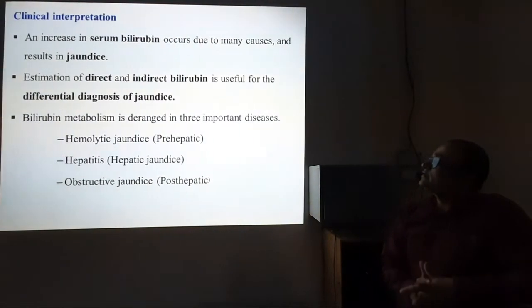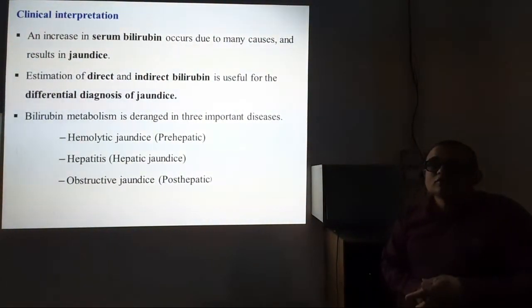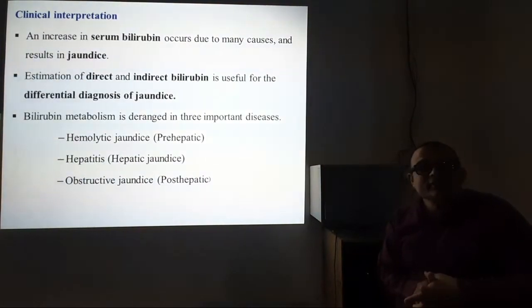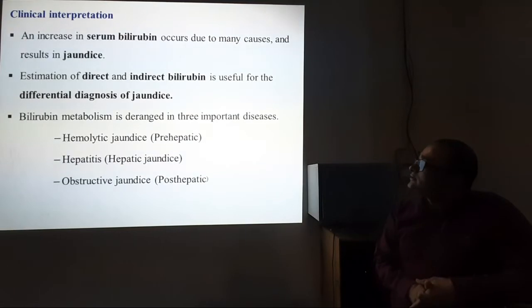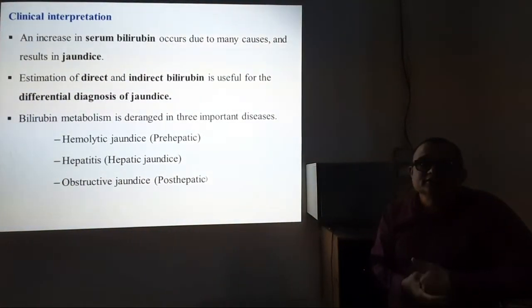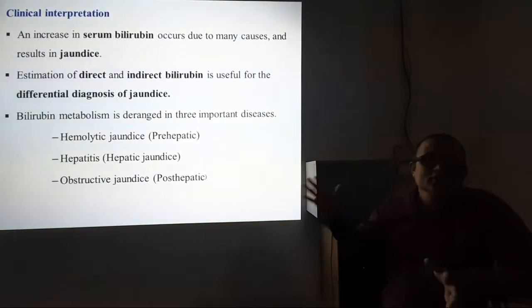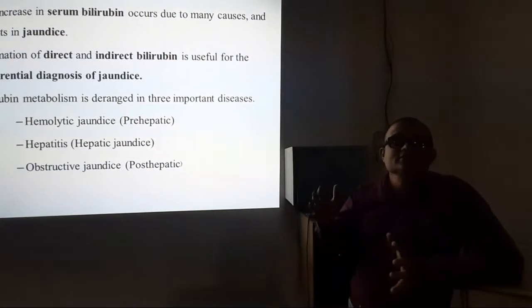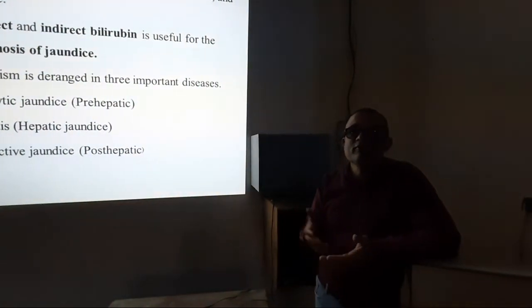So what is the clinical interpretation? Why do we measure the bilirubin level? Whenever there is an increase in the bilirubin level, it is called jaundice. This jaundice needs to be differentiated. What are the causes of jaundice? Jaundice is only an increase in the serum bilirubin level. It is not a disease. So how is it increased? There could be various causes.